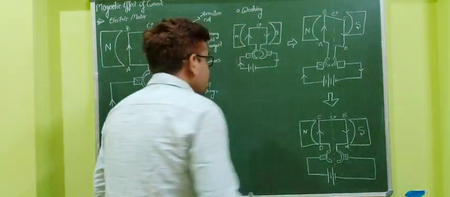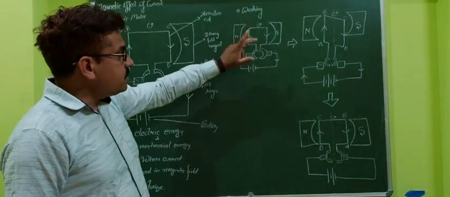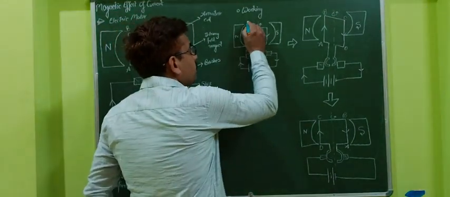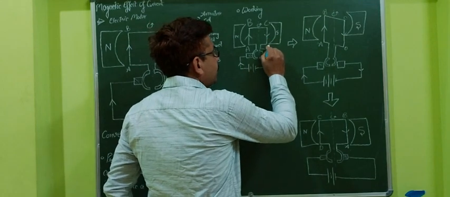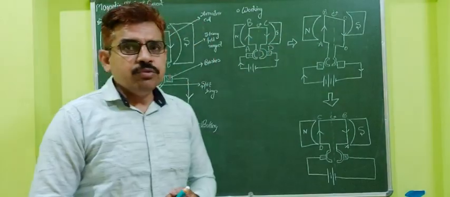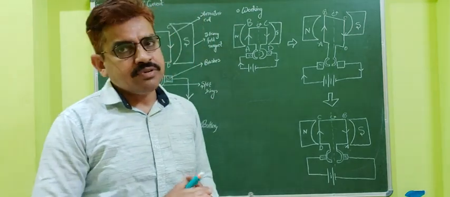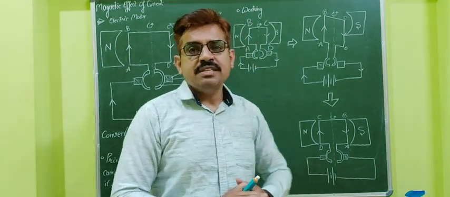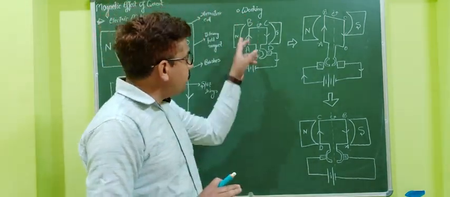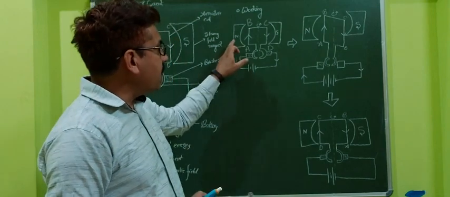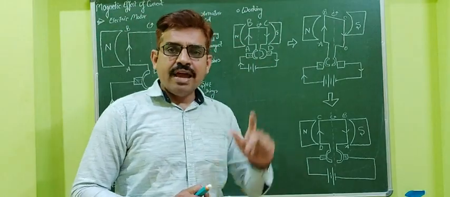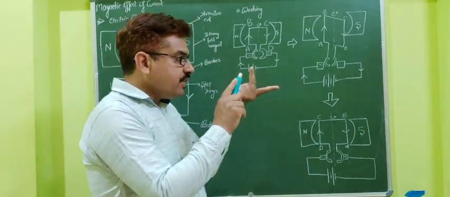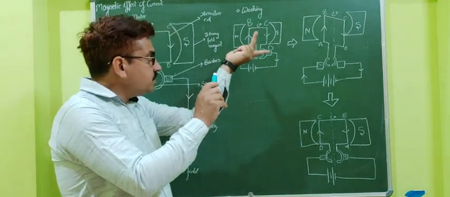So let us start. This is the construction, and I will directly start by writing A, B, C and D here. Because current is there and magnetic field is there, definitely force will be there. What is the direction of the force? That is the important thing. If we see here, current is flowing in the upward direction and the magnetic field is from the north to the south pole.